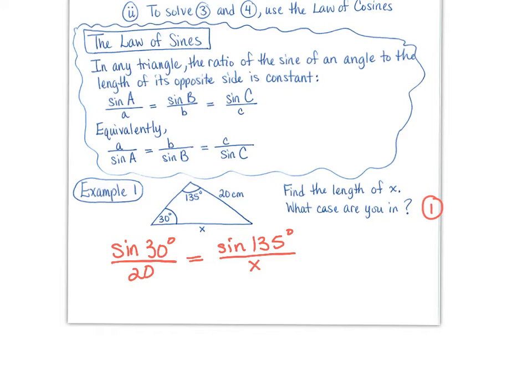Can you also do 20 over sine 30? Absolutely, you'll get the same answer. Just be consistent with your ratios. You can write 20 over sine of 30 is equal to x over sine of 135. Go ahead and do it that way. You'll get the same thing.